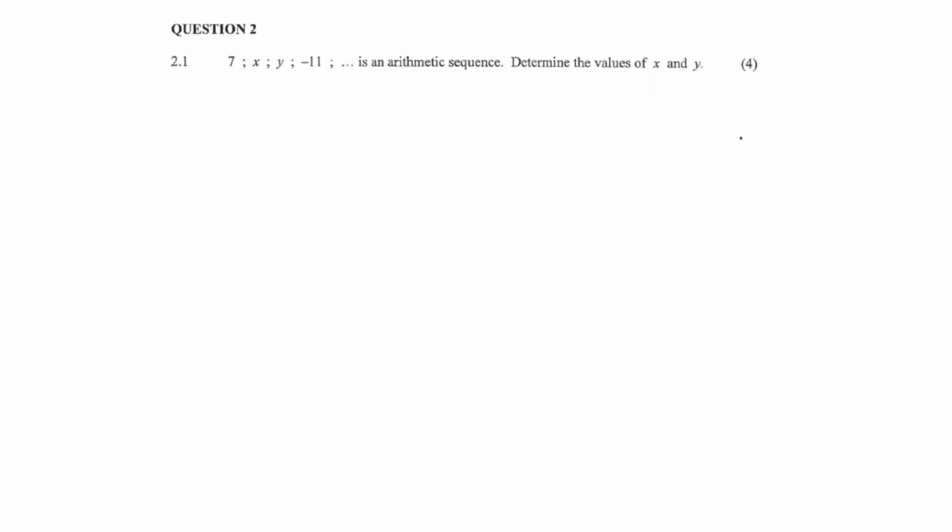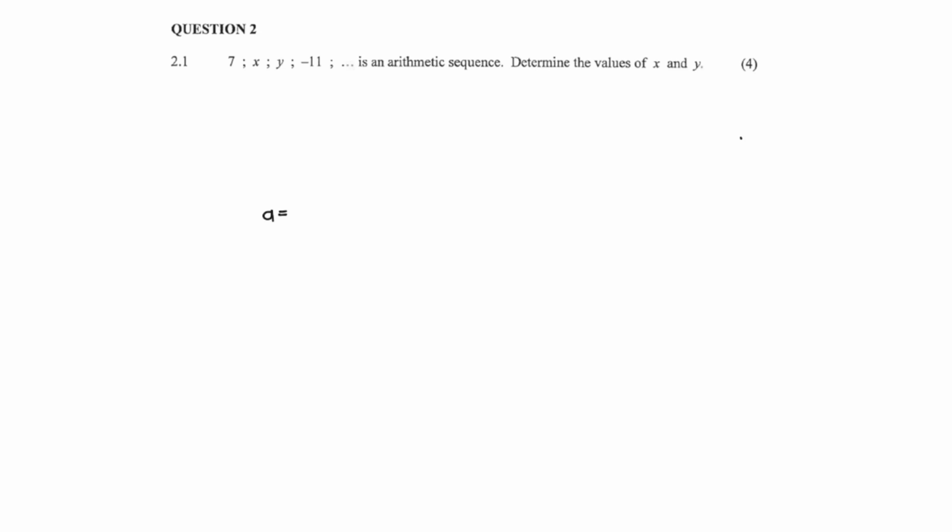Let's start with question 2.1 from the 2020 past paper. Now, the average score for this question in 2020 was 61%. Let's take a look at the question. 7, x, y, negative 11 is an arithmetic sequence. Determine the values of x and y. You will see that this question counts 4 marks.